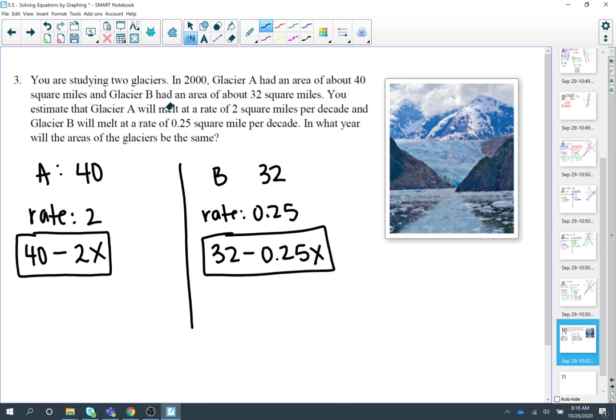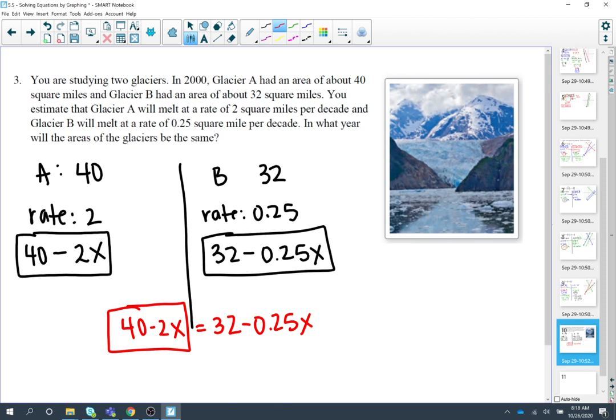Now, in what year will the areas be the same is telling us, okay, when is 40 minus 2x equal to 32 minus 0.25x? We can solve that by hand, but the point of this is to solve by graphing. So this is where we would have to graph y equals 40 minus 2x, and we would have to graph 32 minus 0.25x. But those are rather large numbers, so we're going to use a graphing calculator.